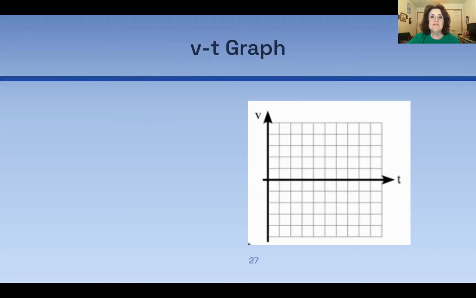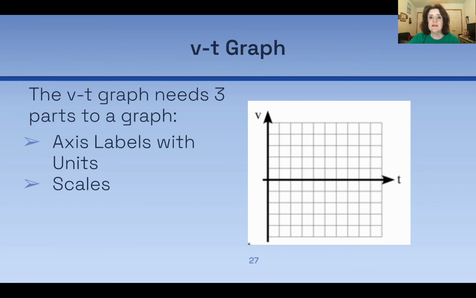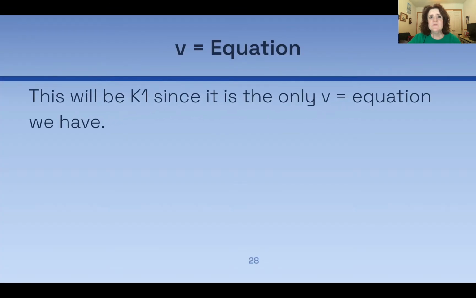The VT graph looks like this, encompassing quadrants 1 and 4 if you're thinking about math, because velocity could be positive or negative, and it needs 3 parts to its graph: an axis label with units, scales, what you're going to count by, and points, or a line. Title is not needed because the VT graph is going to go with the XT graph. The V equals equation will be kinematic 1 since that's the only V equals equation that we have.